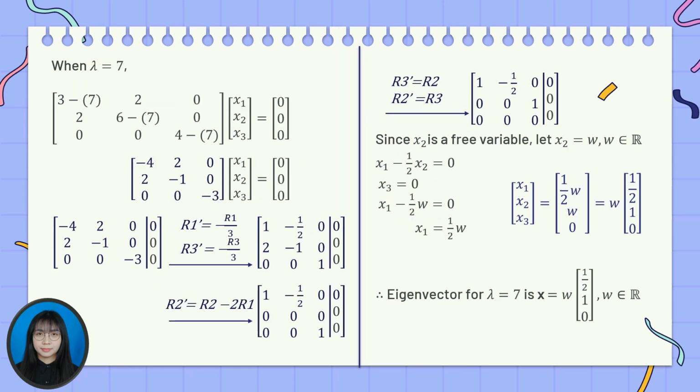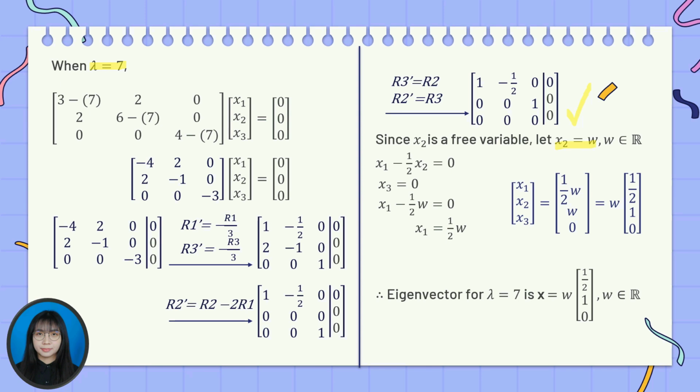For the last lambda equal to 7, we use the same way to solve, but we substitute lambda equal to 7. Then change it into augmented matrix form, then solve it until it becomes REF form. Hence, we will get that x1 and x3 are leading variables and x2 is a free variable. So we let x2 equal to w.